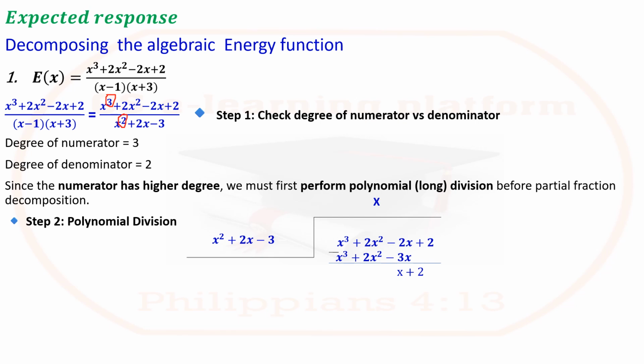All of this will be 0, and this will be negative 2x. Negative 2x minus negative 3x becomes positive, so 3x minus 2x gives x. And remember it's like having a plus 0, so if I get 2 minus 0, I get 2.